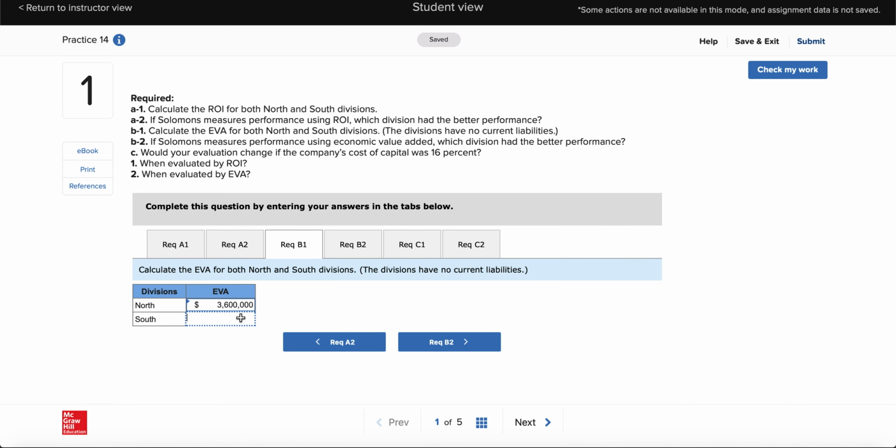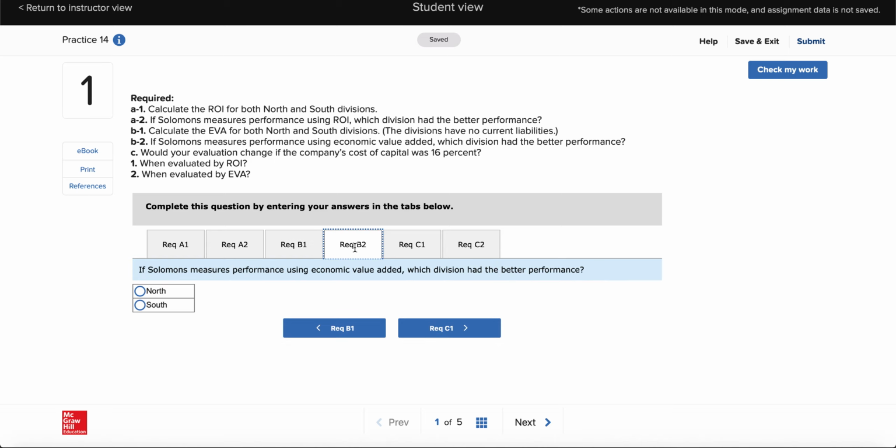Okay, so if I do the same for the South, taking the operating profit minus the product of the cost of capital and investment, I should end up with 14,400,000. And in this case, if I am using the EVA as my performance measure, then I had the South with the highest number here.